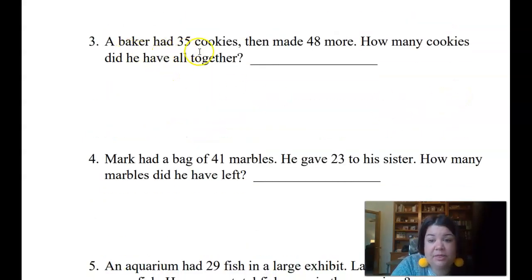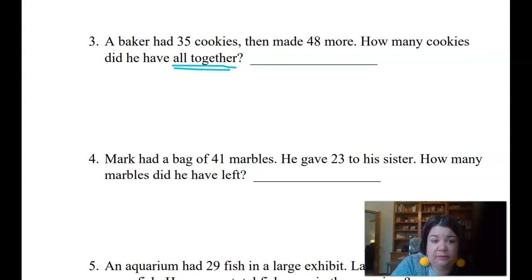Okay, a baker had 35 cookies, then made 48 more. How many cookies did he have in all? Okay, well, let's underline our keywords. So have all together, that's our keywords. So is all together addition or subtraction? Yeah, it's addition.